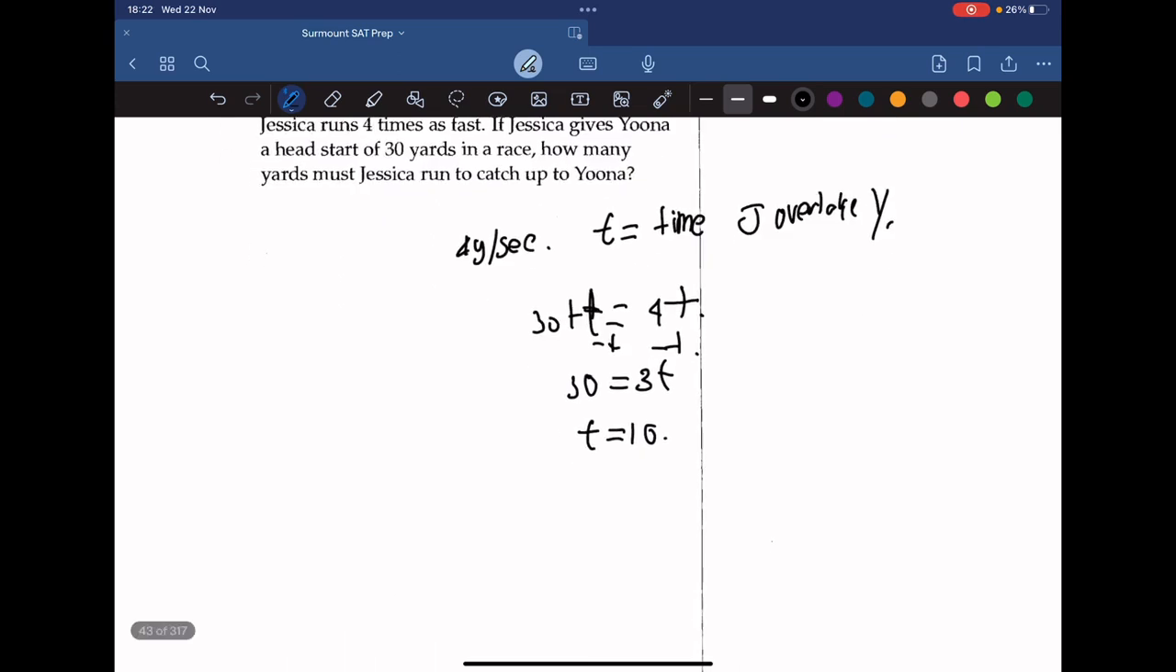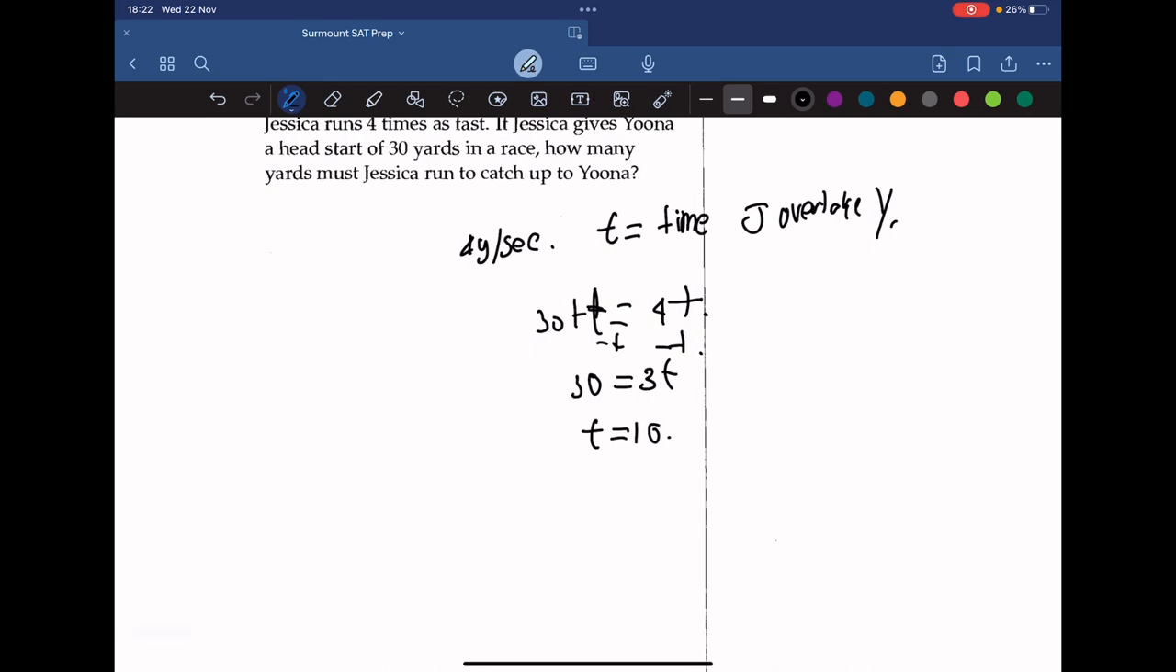So it will take 10 seconds for Jessica to catch up to Yuna. In that time, Jessica will run 4 times 10, which is 40 yards.